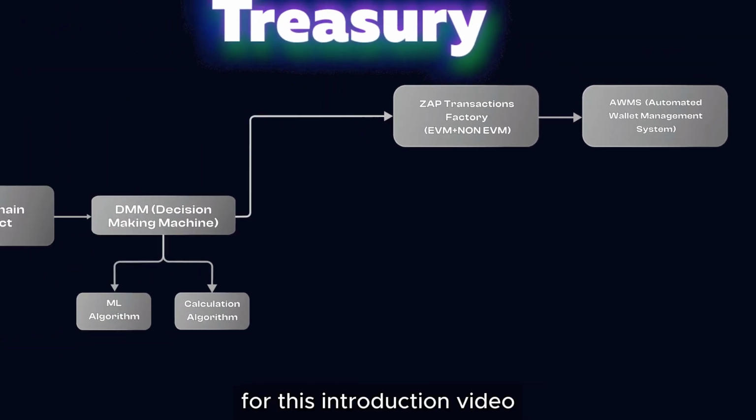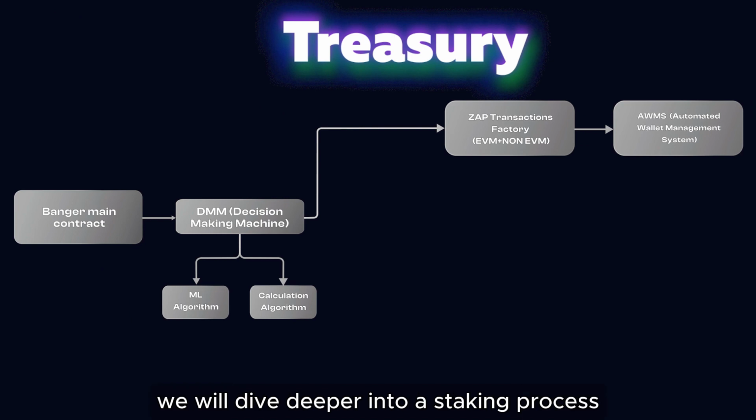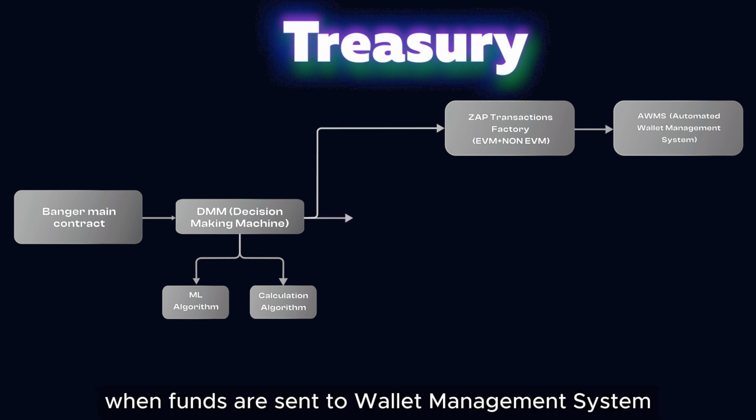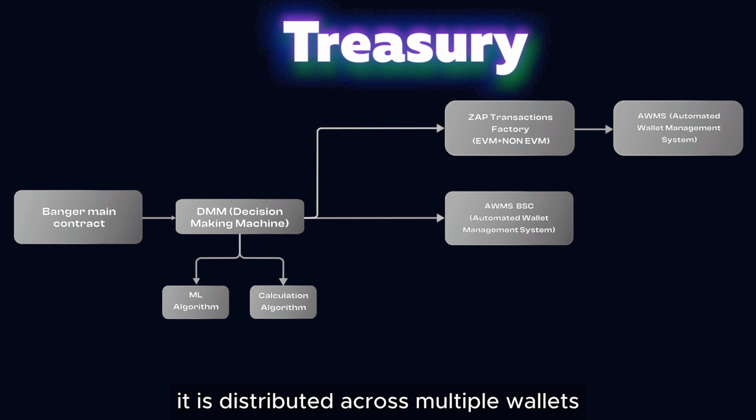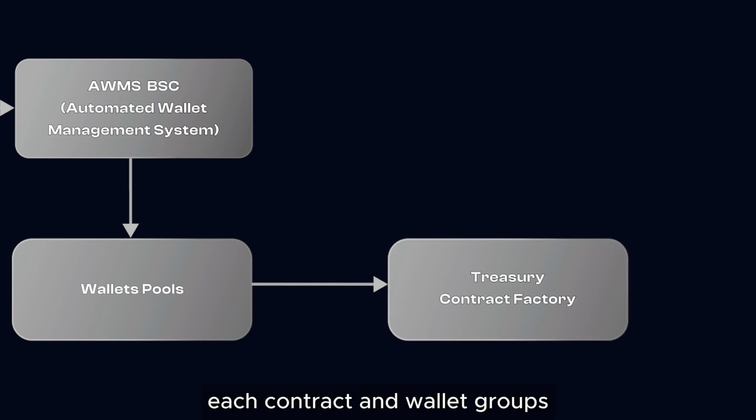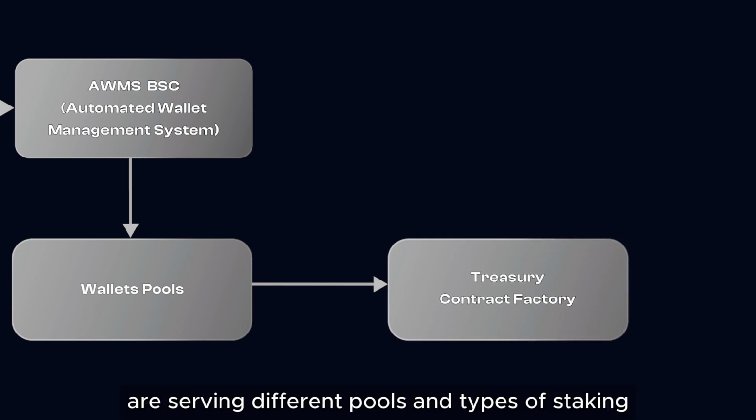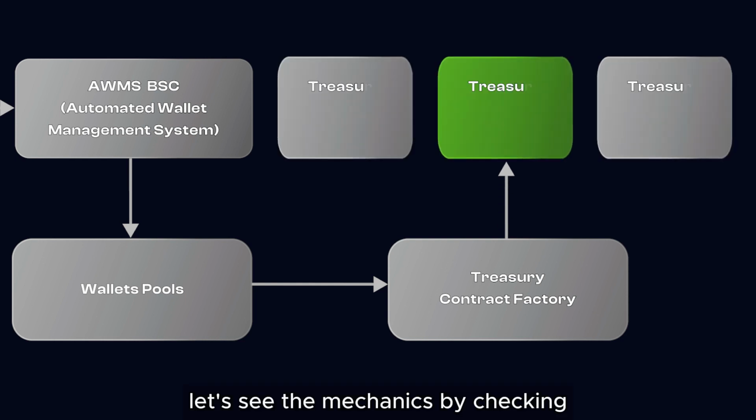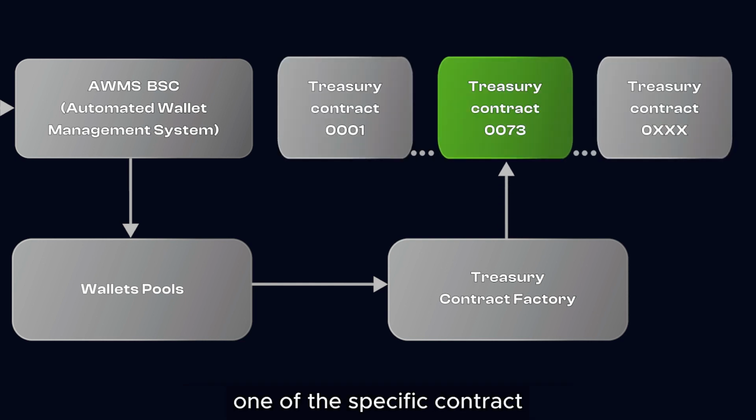For this introduction video, we will dive deeper into the staking process if the operations are in our native blockchain, the BSC. When funds are sent to the wallet management system, they are distributed across multiple wallets related to a specific contract, issued by a contract factory. Each contract and wallet group serves different pools and types of staking, for a limited amount of time and transactions. Let's see the mechanics by checking one of the specific contracts. Now let's see how it works practically.